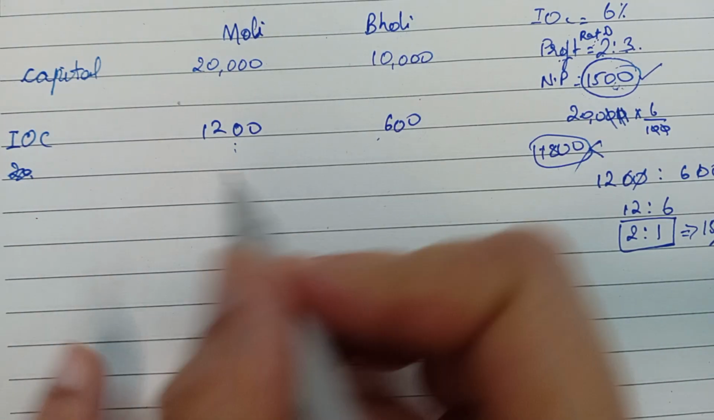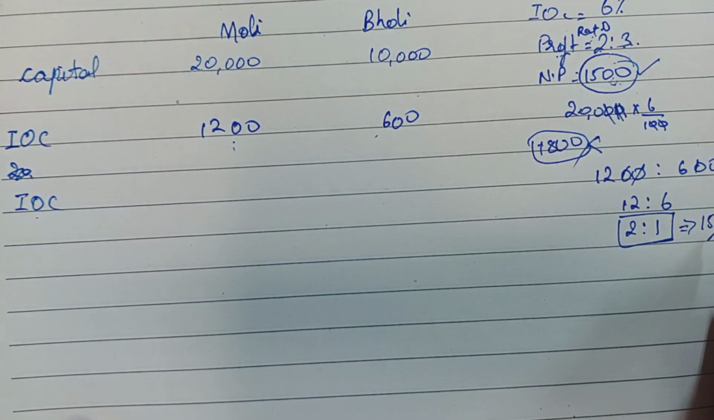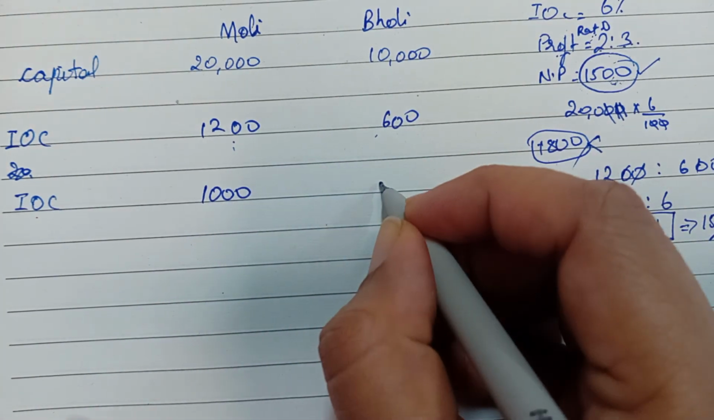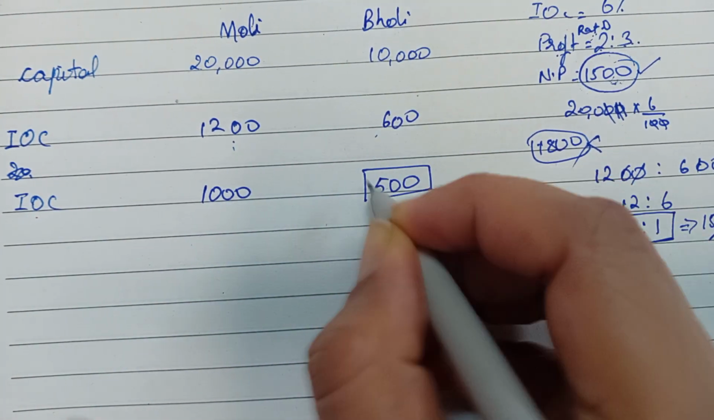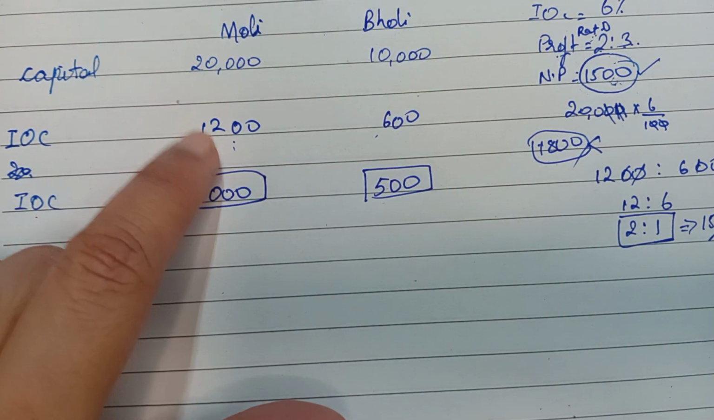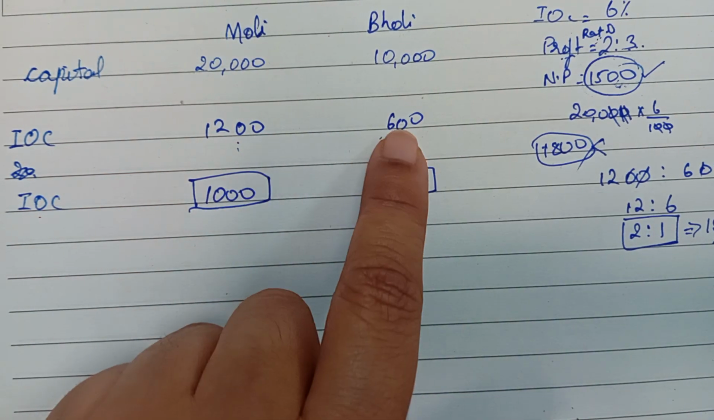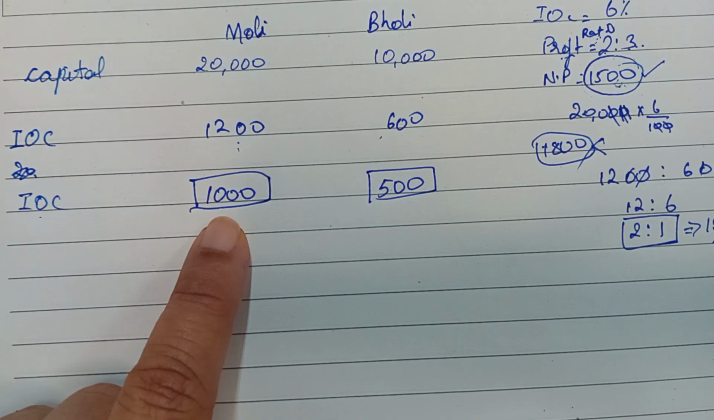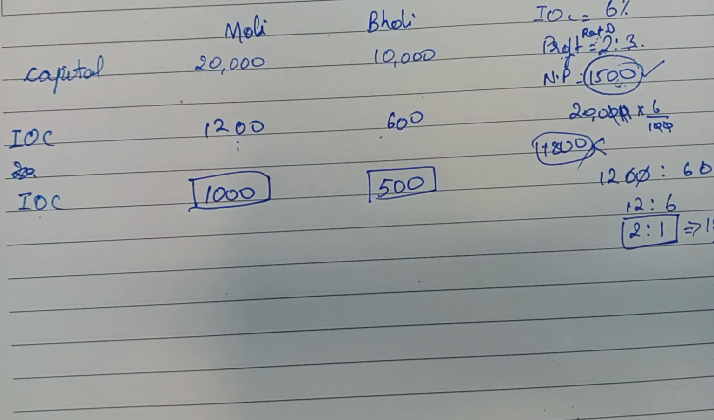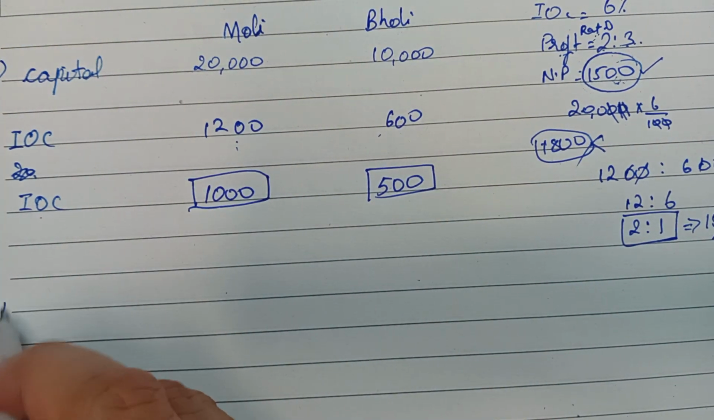So how much will Moli get? The new interest on capital that Moli is going to get is 1,500 divided by 3 will give us 500, so 1,000, and Bholi will get rupees 500. This is the interest on capital of the two partners. It's not going to be the original amount because the firm has not made so much profit. So they are going to give only the profit that the firm made as interest on capital. This is part 1.